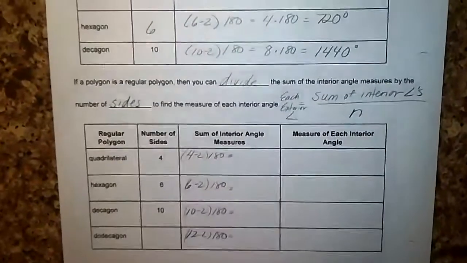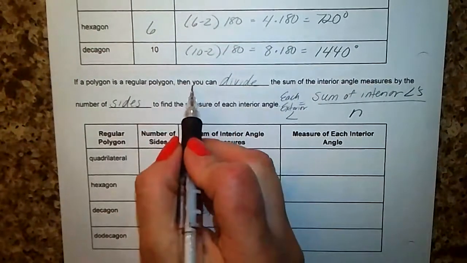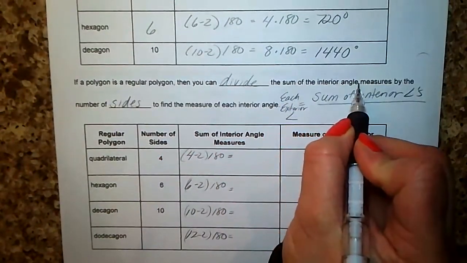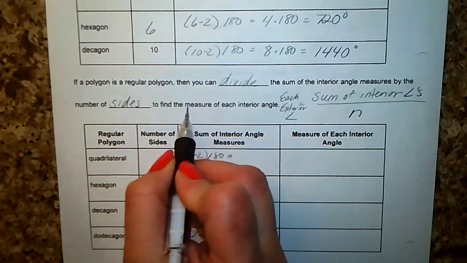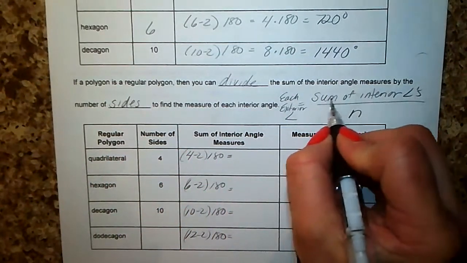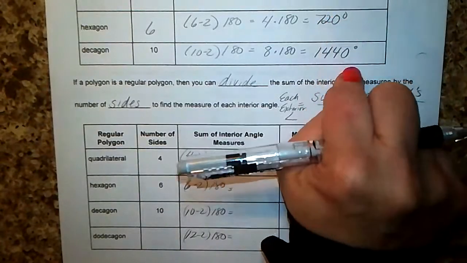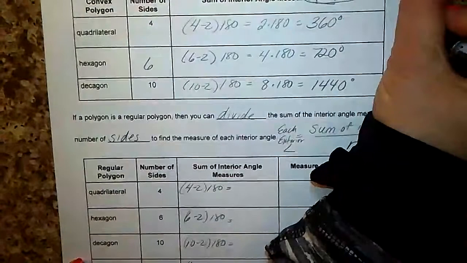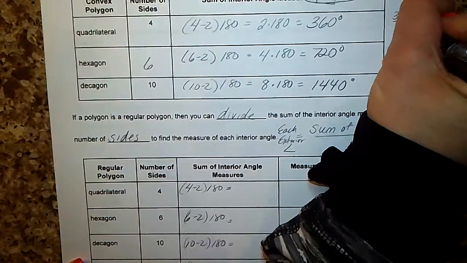Okay, take a look at this. If a polygon is regular, then you can divide the sum of the interior angle measures by the number of sides. Okay, so here's how this works. We take the sum of the interior angle measures, whatever the sum is. So in this case right here, these were all of our sums. We would take the sum and we would divide by n.